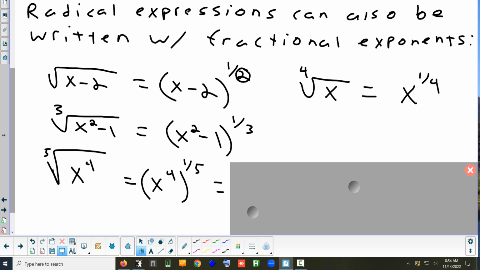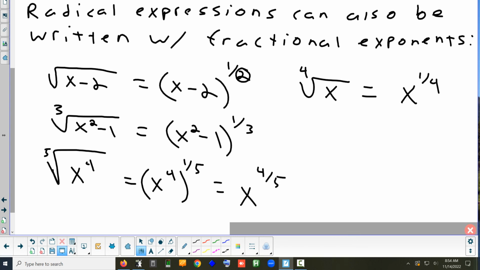That's a power to a power. What happens when you have a power raised to a power? What do you do with the two powers? Yep, you multiply them. So 4 times 1/5 is 4/5. So the reason why we might change something that's a radical into an exponent is if you ever end up with a power to a power, then you can simplify it. That's why we might do it.